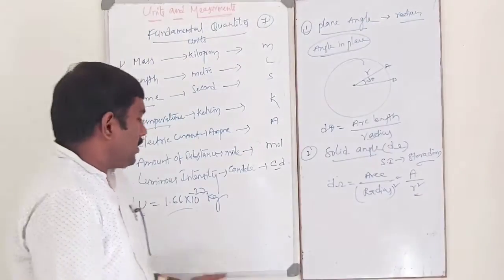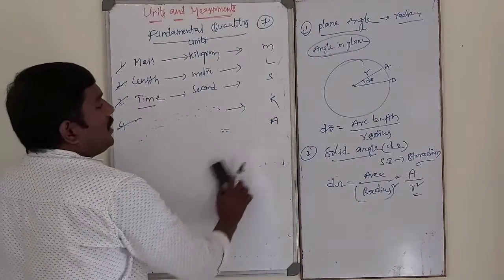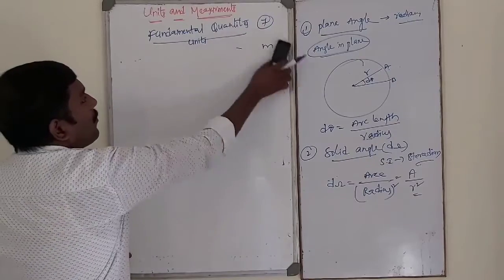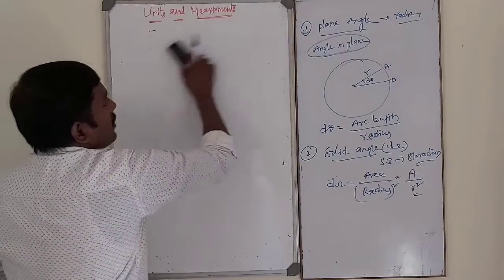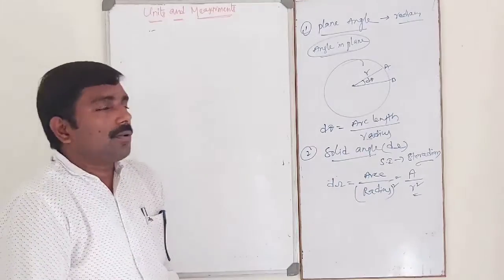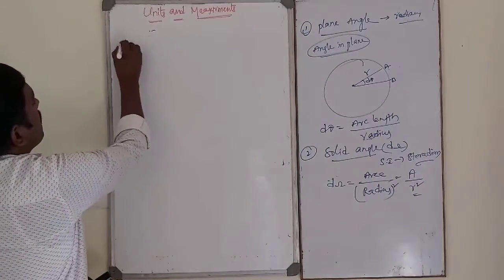Derived quantities means the physical quantities which are derived from fundamental quantities. Now, let us discuss dimensions.